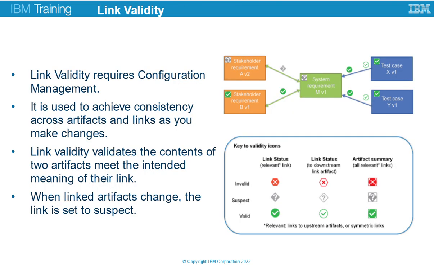Link validity requires configuration management and is enabled when ELM configuration management is enabled. In projects with large datasets, achieving and maintaining consistency across linked data can be challenging over time. Link validity status is used to achieve consistency across artifacts and links as you make changes that propagate through linked data. It validates the contents of two artifacts meet the intended meaning of their link.